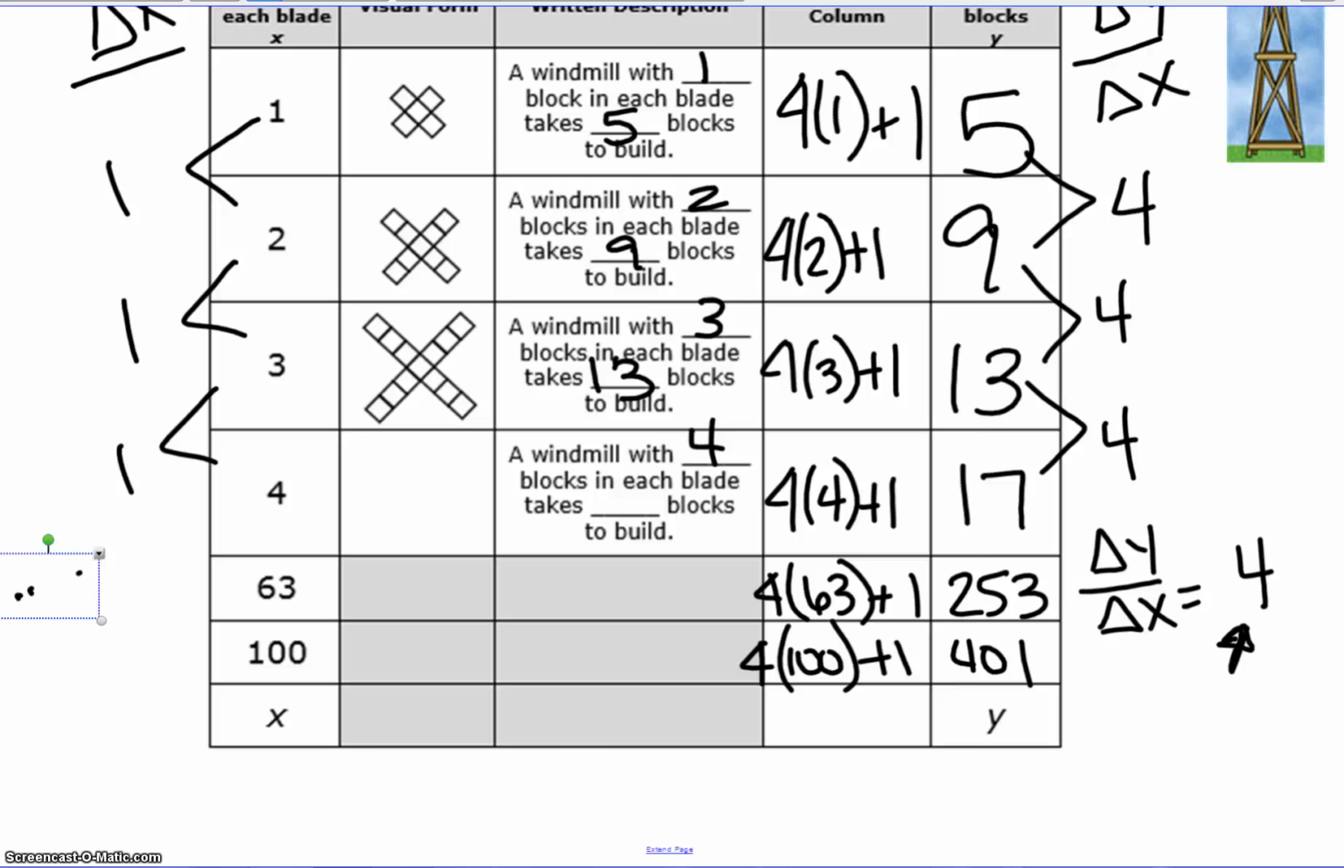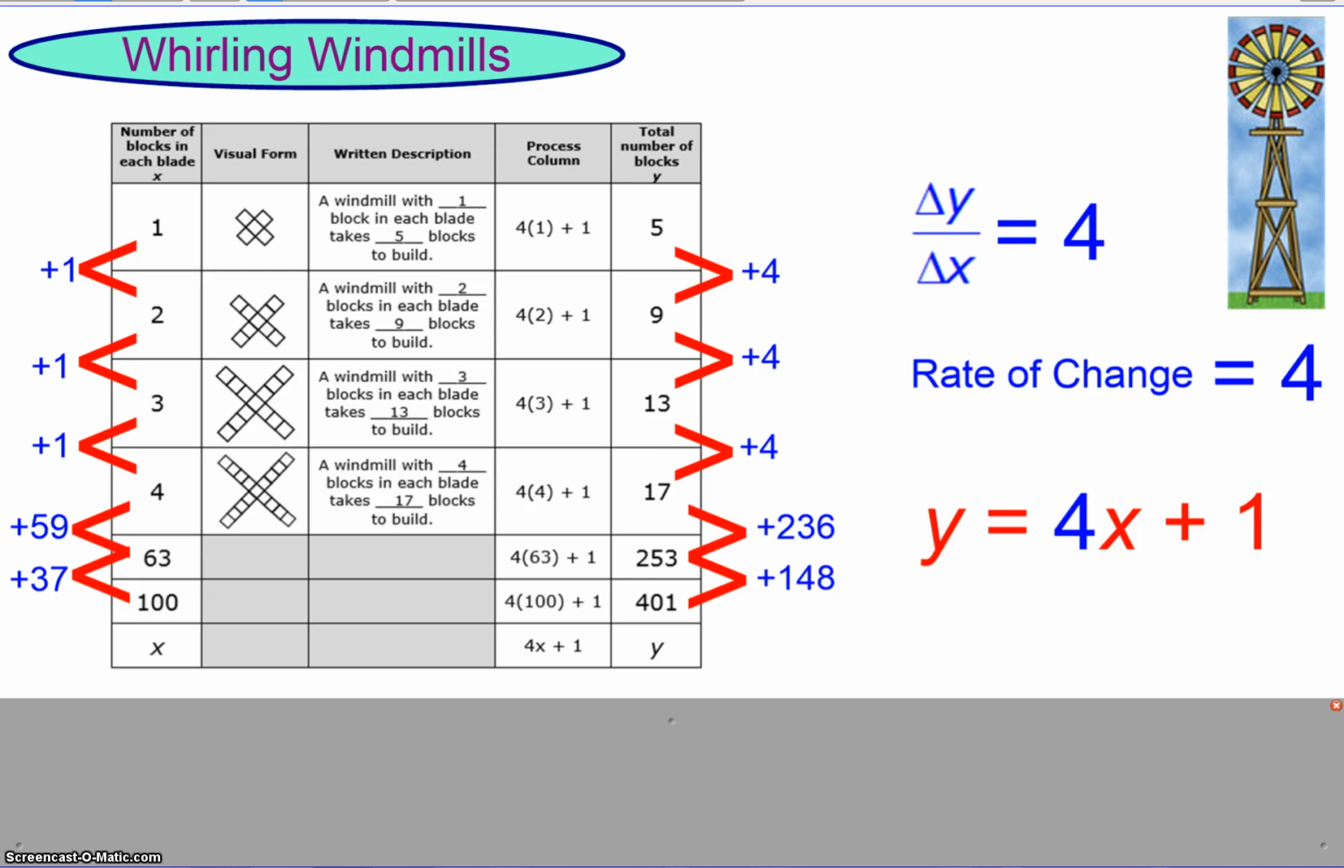So to get your linear equation, you write 4x plus 1. So our equation would be 4x plus 1. And that is how you can come up with a linear equation that is additive with a different coefficient. You first have to find the rate of change, and after you find the rate of change, that becomes your coefficient, and then you have to figure out what you need to add or subtract to get to your total blocks.